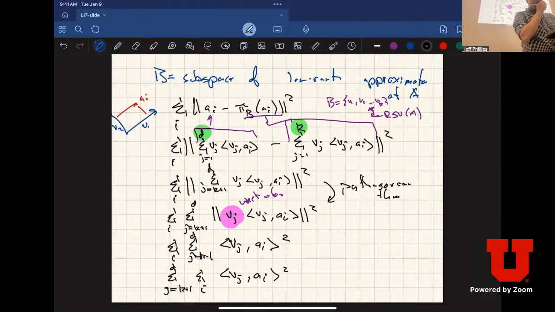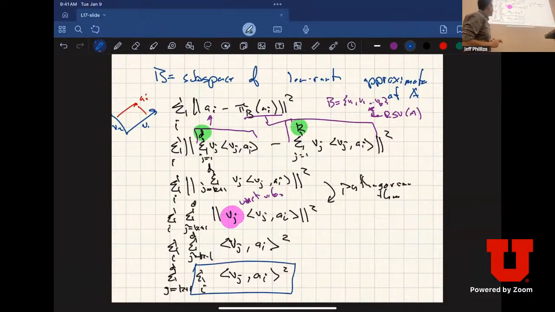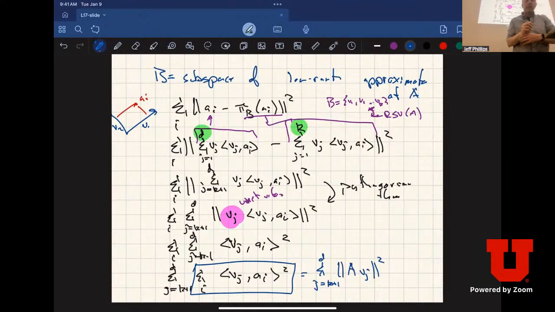Okay, what does this equal? Looking at this term, this is actually the squared norm along the direction Vj of all the terms in A. So this term is the sum over j equals k plus 1 up to d of the norm of A times Vj, squared. And this turns out to be just the sum from k plus 1 to d of the jth singular value squared.